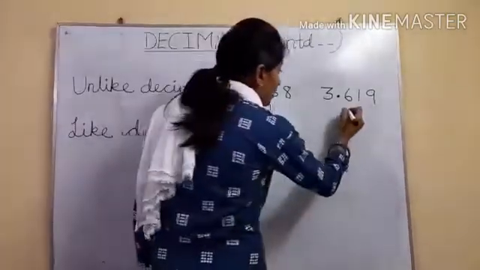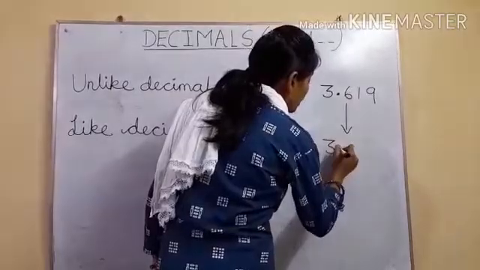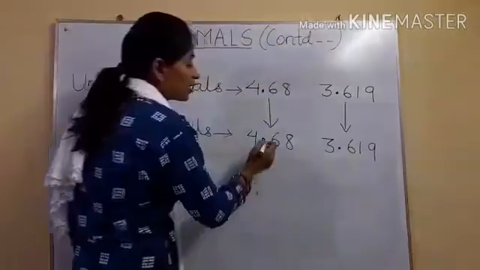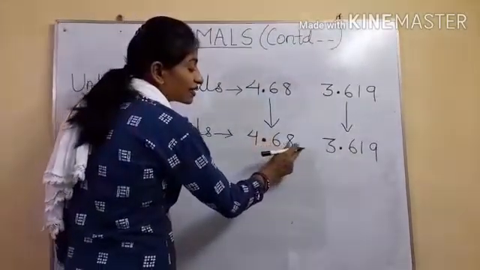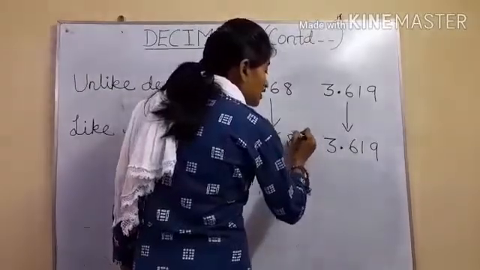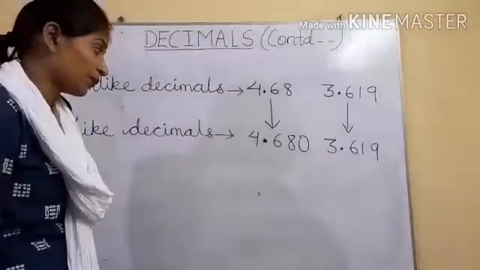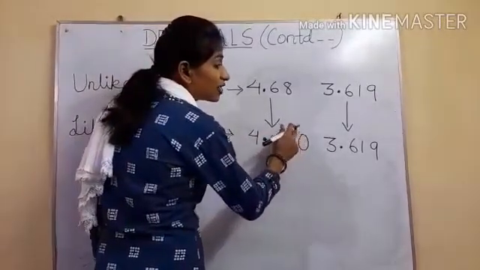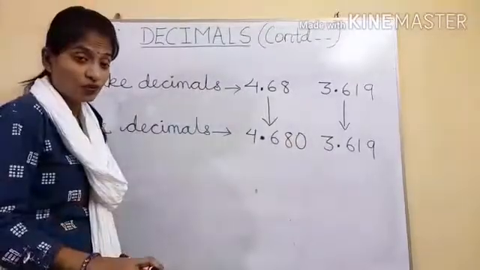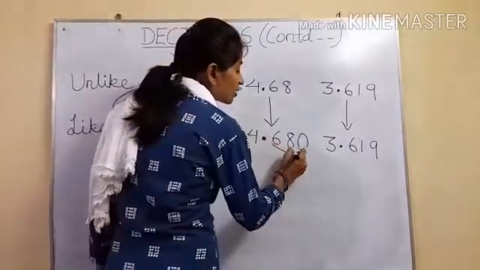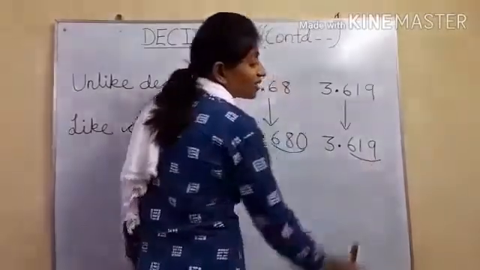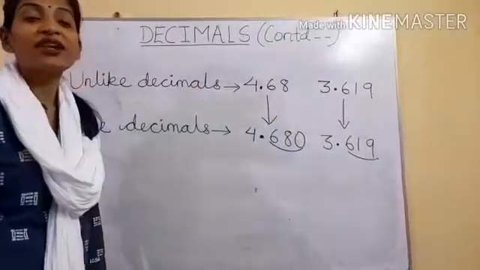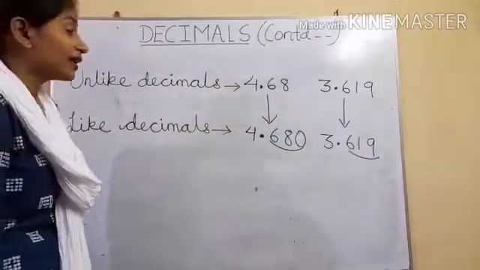4.68 and here 3.619. After the decimal there are 3 digits here, so we will also make it a 3-digit number after the decimal by putting 0. We can put 0 after the decimal, then there is no change in the value. So now you can see 3 digits are here also, 3 digits are here also. So now 4.680 and 3.619 are like decimals.